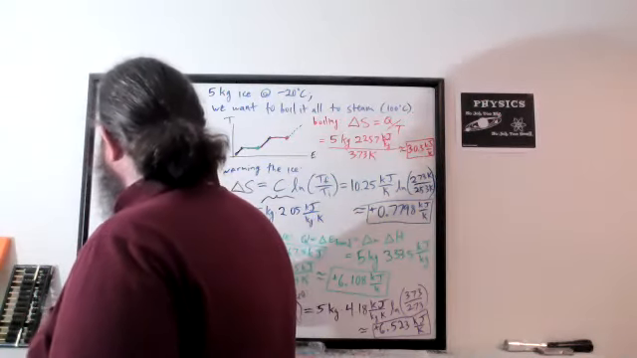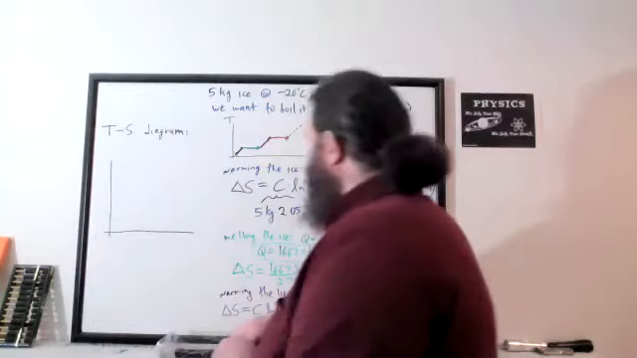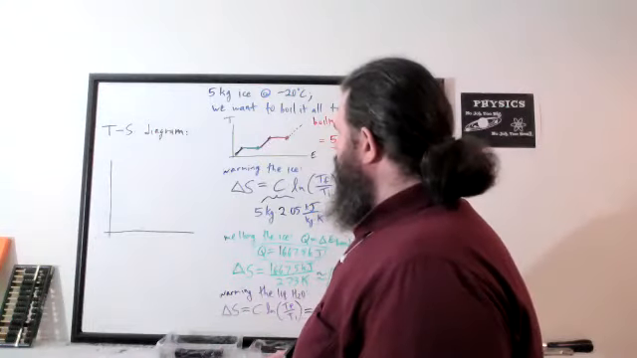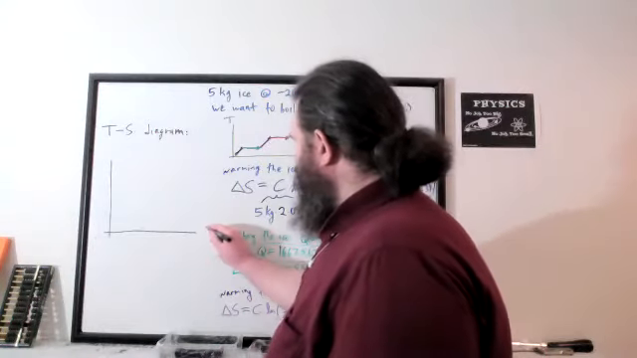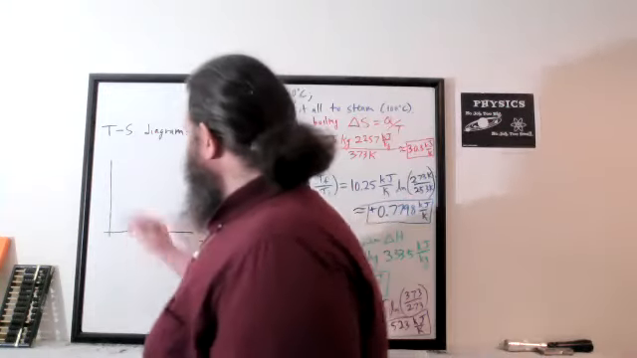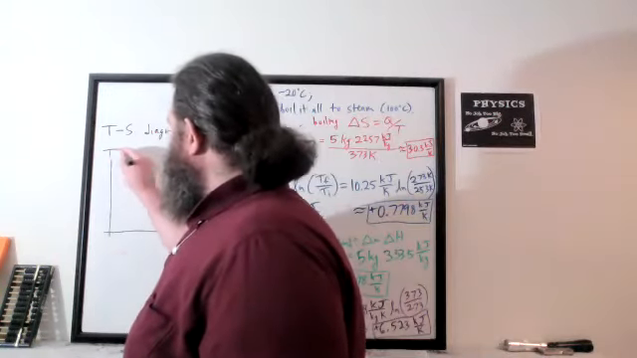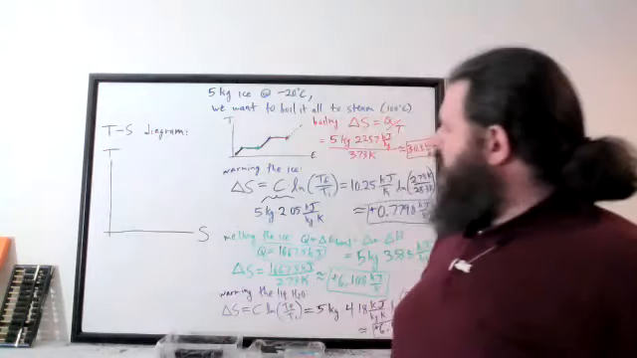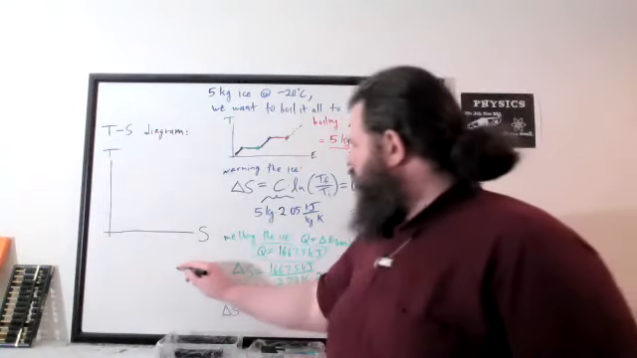is a graph that I think it typically has entropy on the horizontal axis and temperature on the vertical axis. Is that right? Entropy.